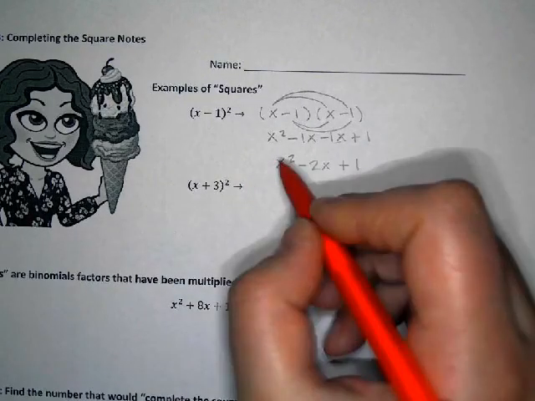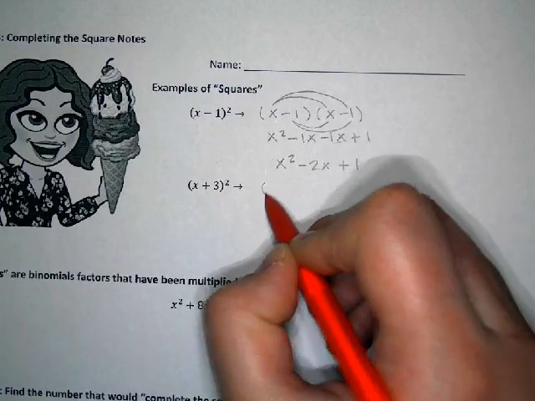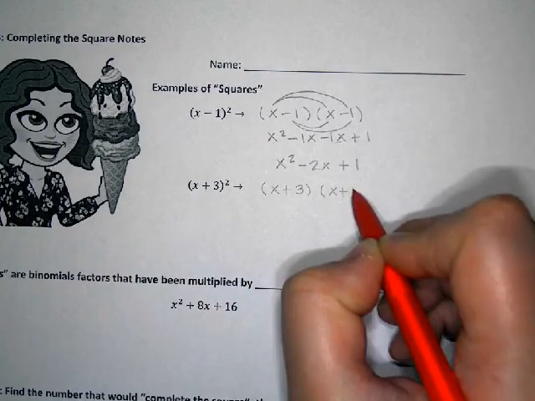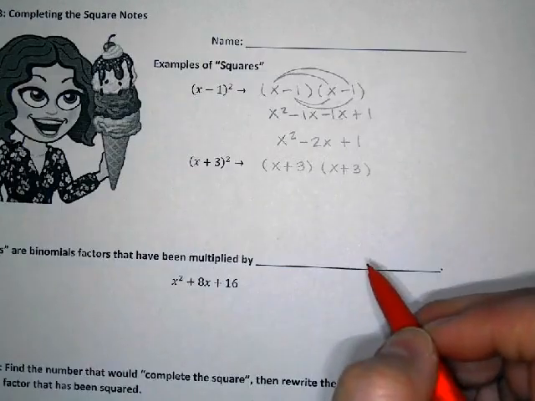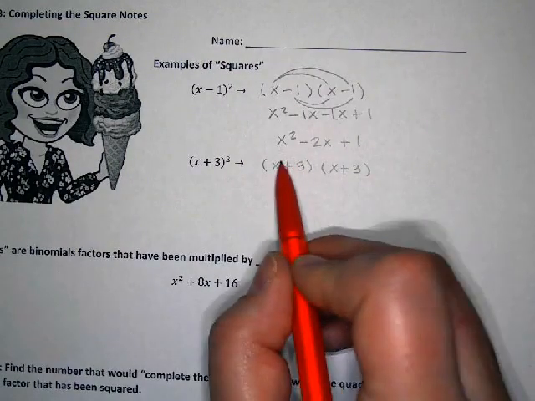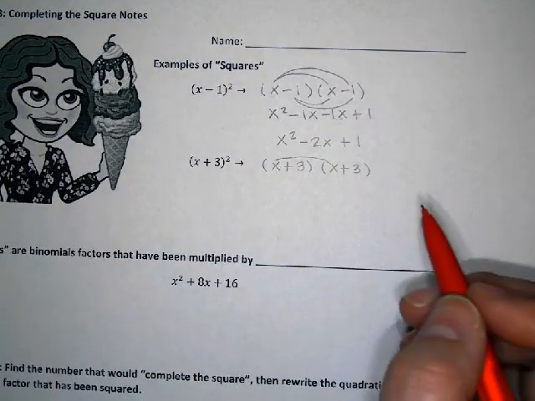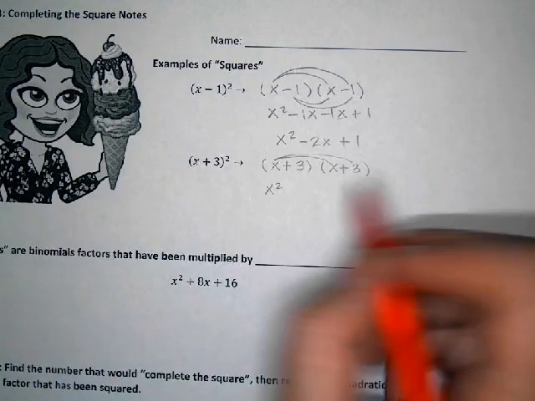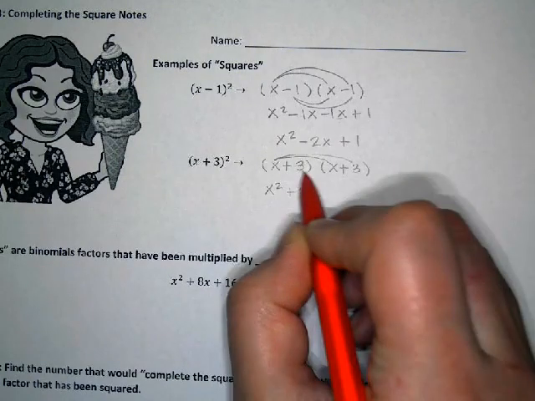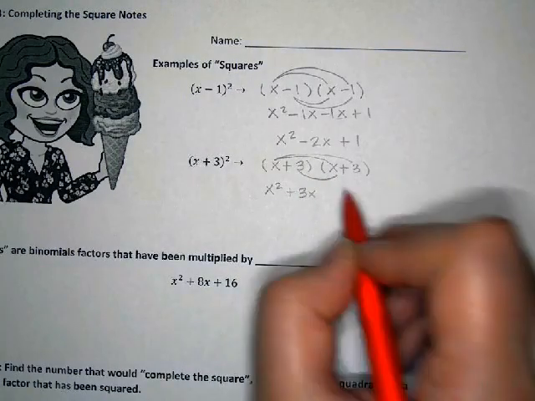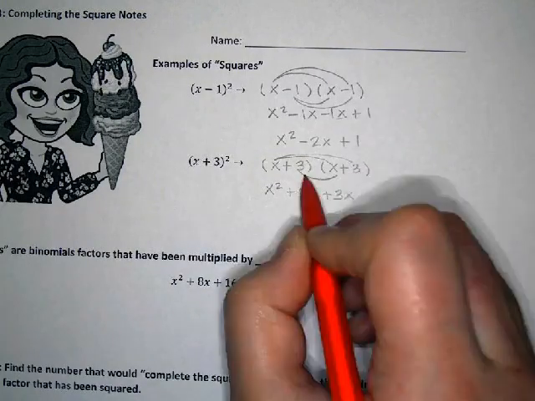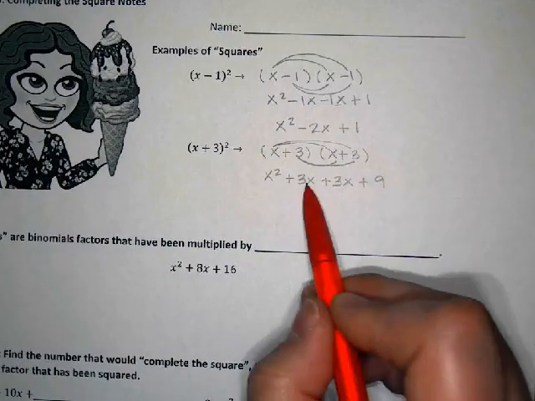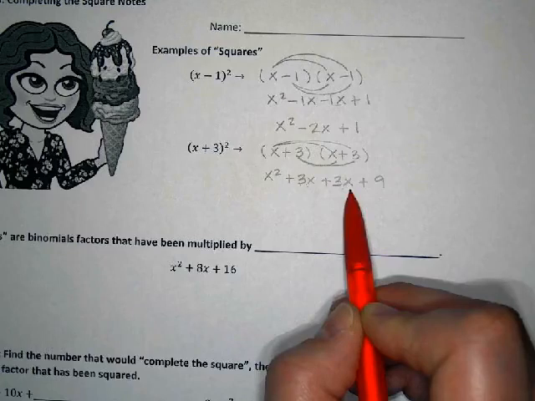Let's do the next one. We have x plus 3 squared. So since it says squared, I'm going to write it twice. And then I'm going to go ahead and just multiply it out. So x times x is x squared. X times 3 is 3x. 3 times x is 3x. And 3 times 3 is 9. Okay. And then if I add these two middle terms together, what do I get? I get 6x. Okay.